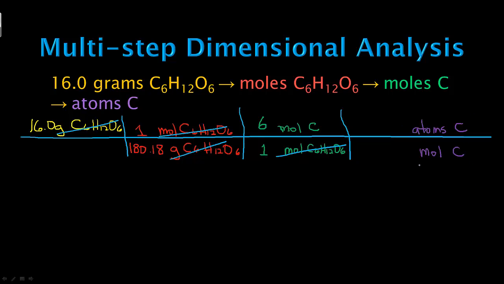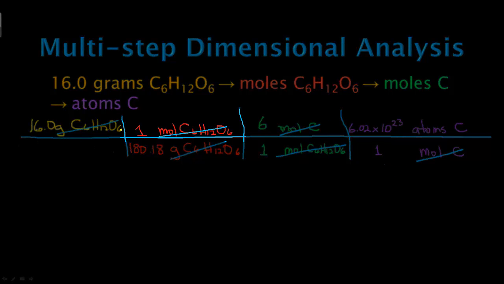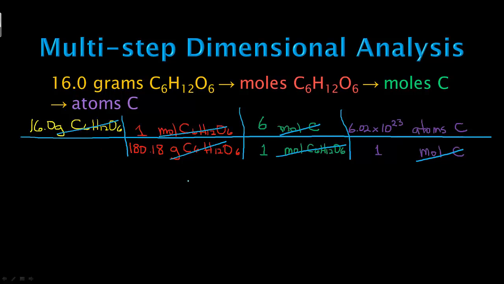Now atoms per mole, that should tell us that we're going to use Avogadro's number. And Avogadro's number is 6.02 times 10 to the 23rd atoms in 1 mole. Now we have moles of carbon on top and moles of carbon on bottom. So moles of carbon divided by moles of carbon is 1, so they both cancel out. Now all we have to do is multiply 16.0 times 1 times 6 times 6.02 times 10 to the 23rd, and then we divide that number by 180.18, and that will give us our answer.